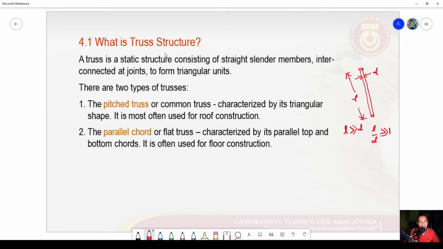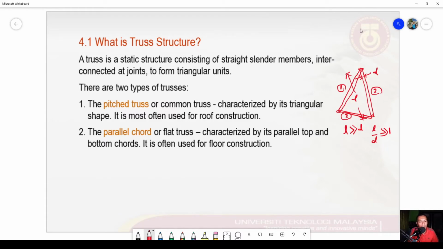So to make one truss, we have to connect a single slender element here with other elements to form a triangle unit. So now we have 1, 2, and 3 slender members to make one triangle unit here.